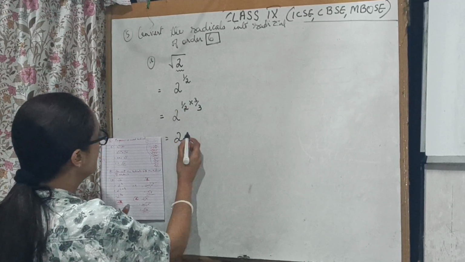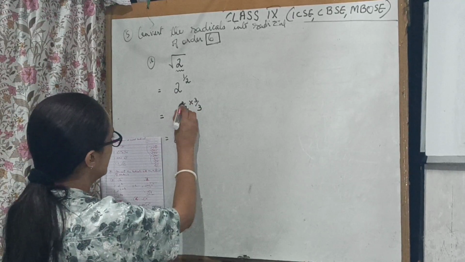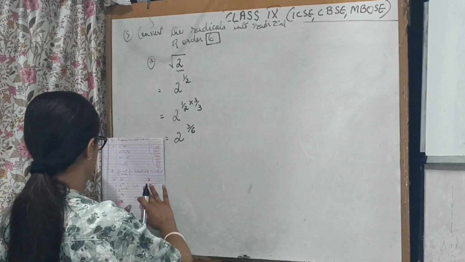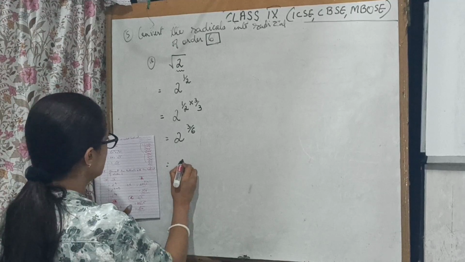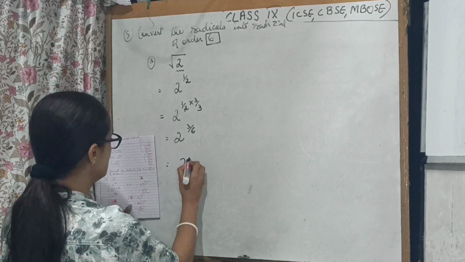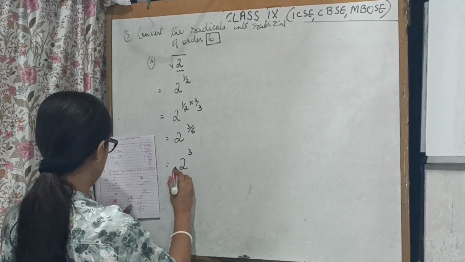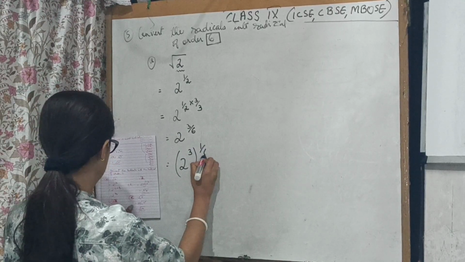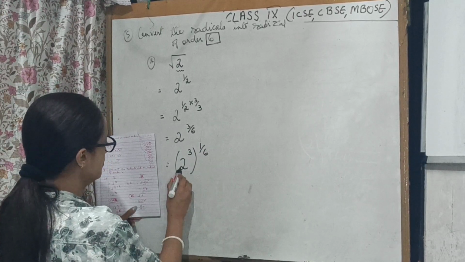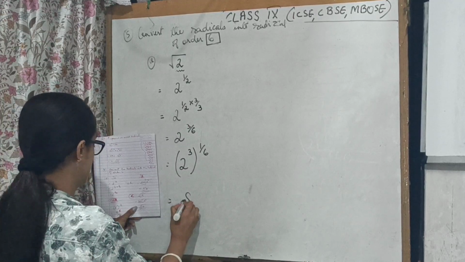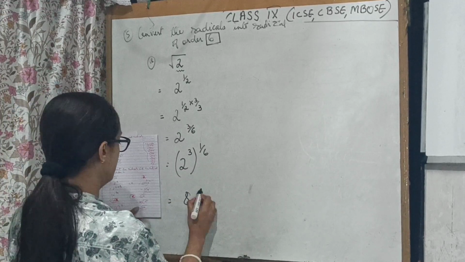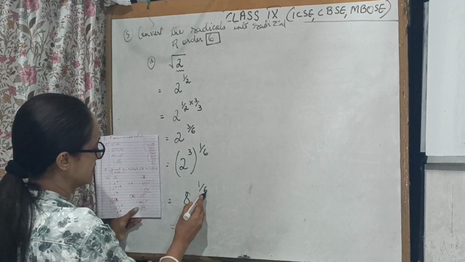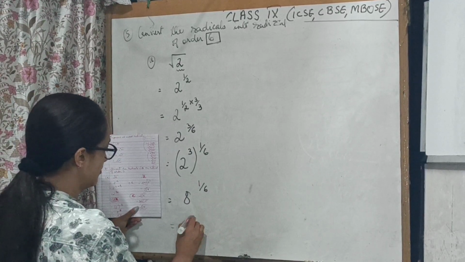Multiply the numerator. 3 ones are 3, 3 twos are 6. So this can again be further written as 2 to the power 3, outside 1 by 6. 2 twos are 4, 4 twos are 8. 8 to the power 1 by 6. So what is this? 6. So this becomes the 6th root.